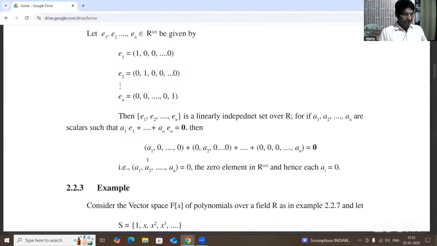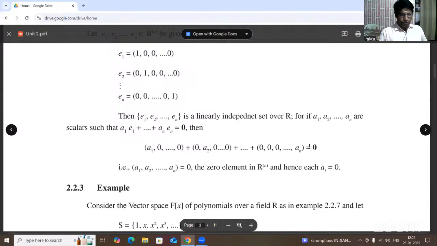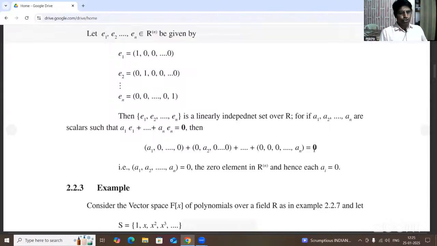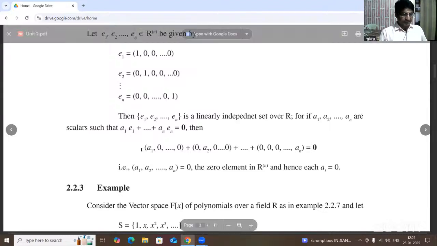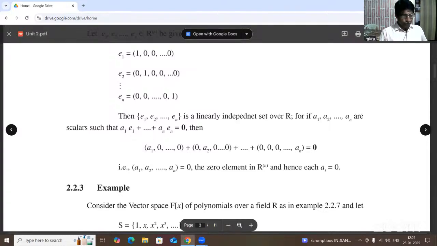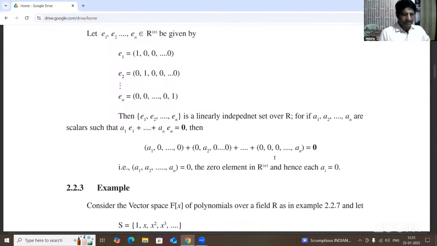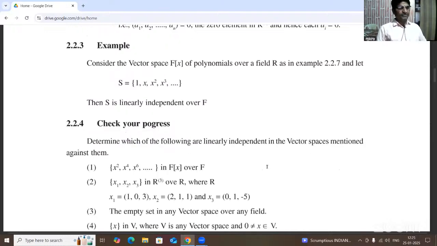The sum equals the null vector, which can be written as (0, 0, 0, and so on, 0), so a1 equals 0, a2 equals 0, and so on, an equals 0. Each and every scalar must be 0. That is called linear independence. This is one of the important concepts: all the standard vectors or usual vectors are always linearly independent.